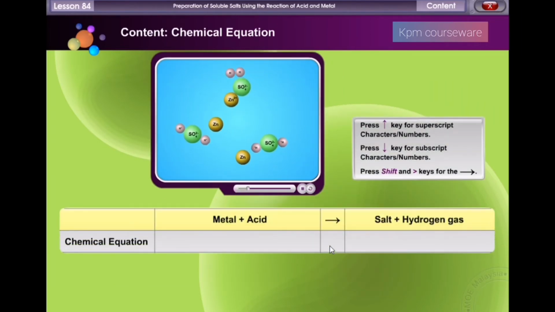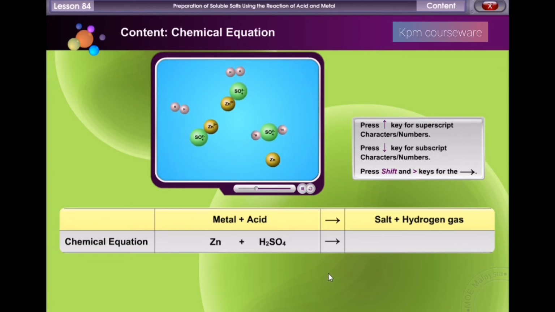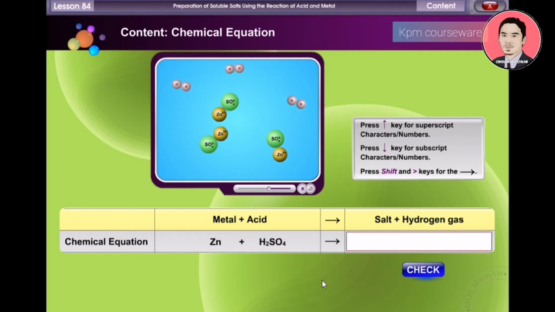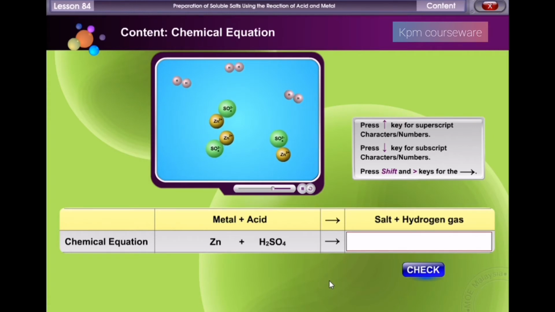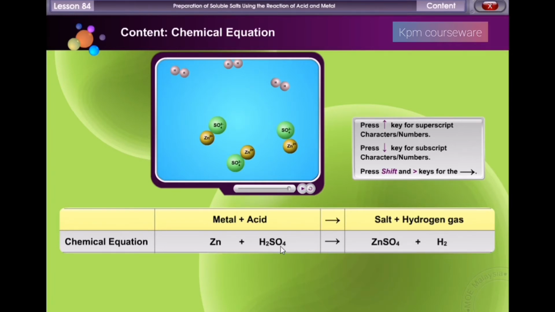Given the formula for sulfuric acid and zinc, now can you complete the equation? What products do you think will be produced? Key in your answer in the table and click on the check button when you have finished. Incorrect. Try again. The products are zinc sulfate and hydrogen gas.